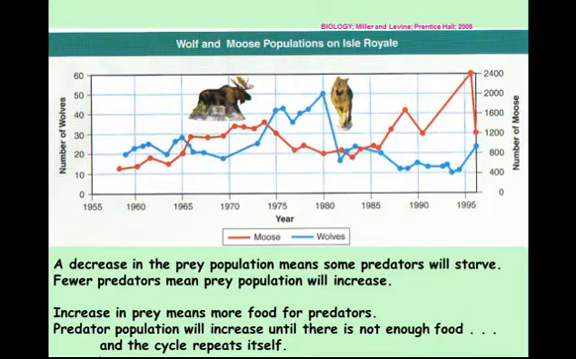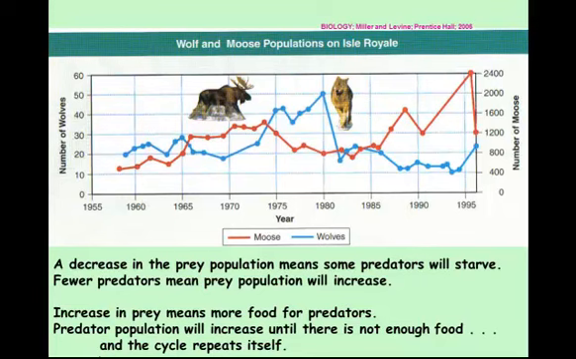Because if you think about it, when predator numbers are high, they're going to eat a lot of moose, and the moose numbers are going to decrease. But once the numbers of the moose get low enough, now there's not enough food for the wolves to eat, and now some of those wolves are going to starve, and the wolf population is going to go down. And when the wolf population goes down, there are fewer predators eating the moose, and the moose population is going to go up.